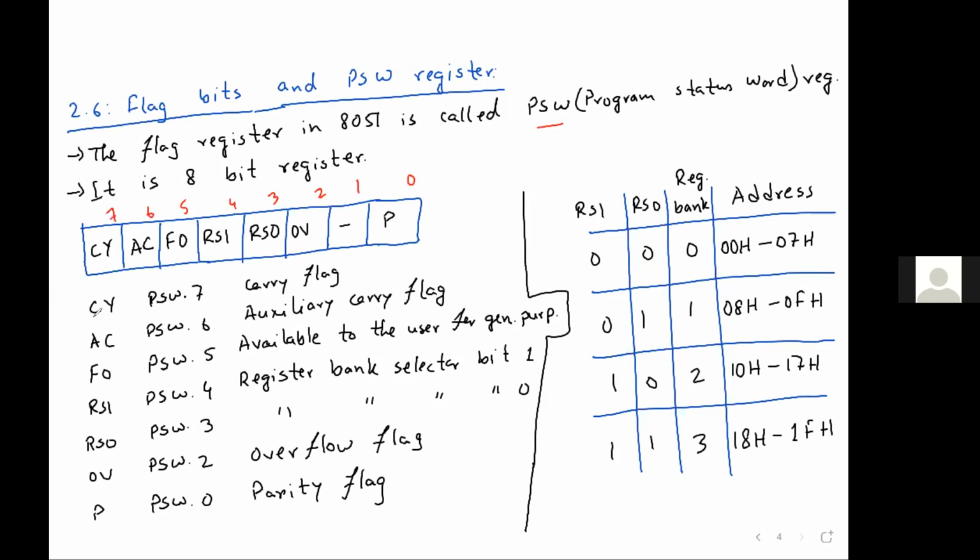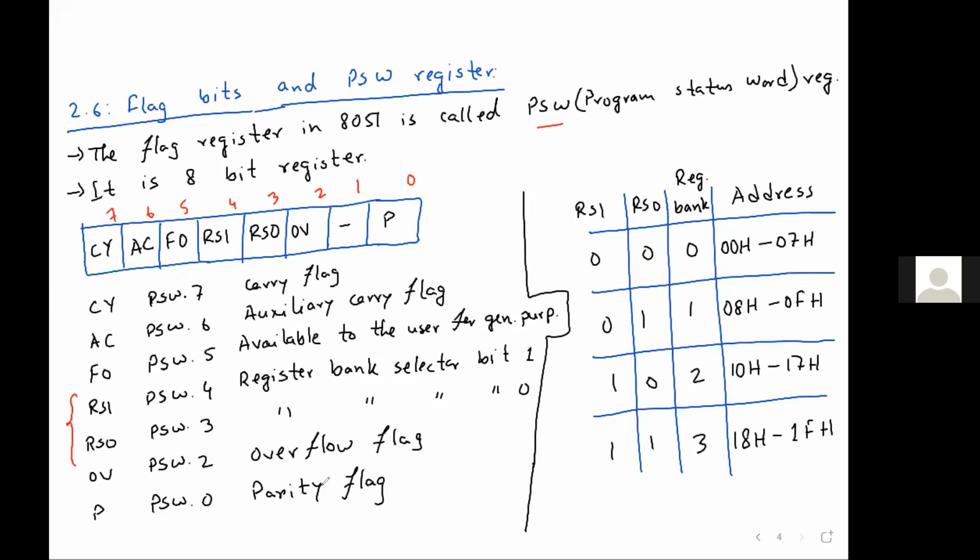So that's why it is written like this. Look at this. CY is written as PSW.7, meaning that this is the 7th bit in the PSW register. So the 7th bit in the PSW register is called the CY, which is the carry flag. Then AC is your auxiliary carry flag. F0 is available to the user for general purpose. For the time being, keep it like this. RS1 and RS0 I will discuss, don't worry. OV is your overflow flag and P is the parity flag.